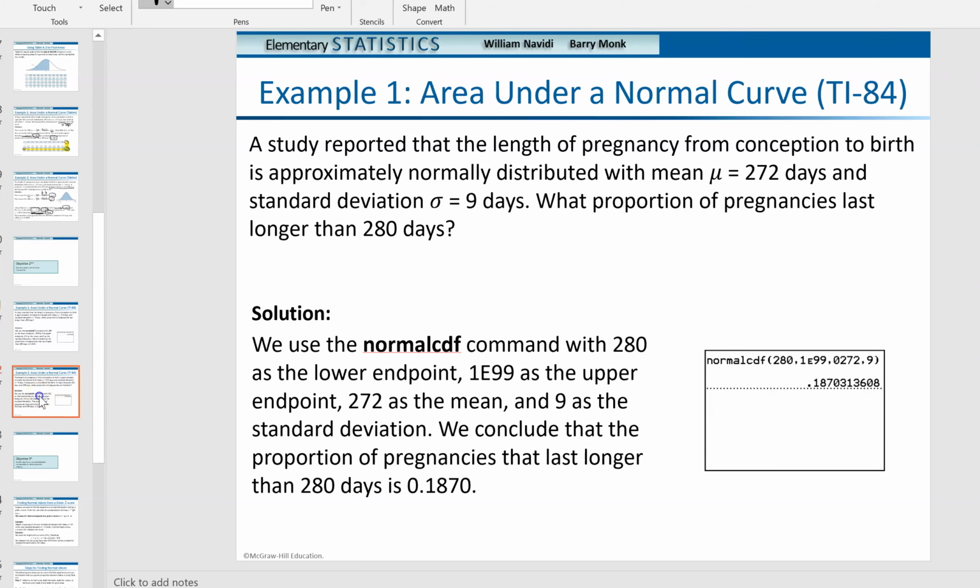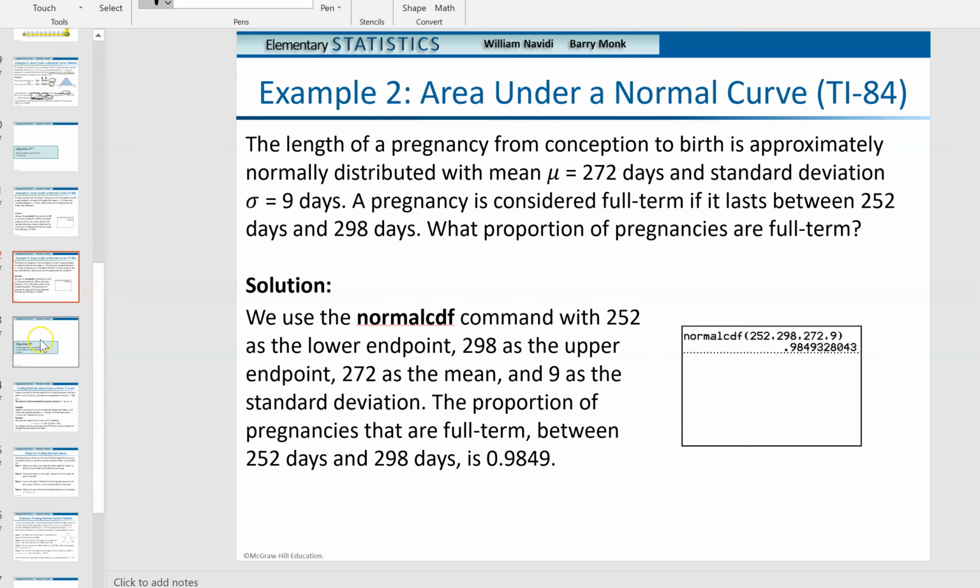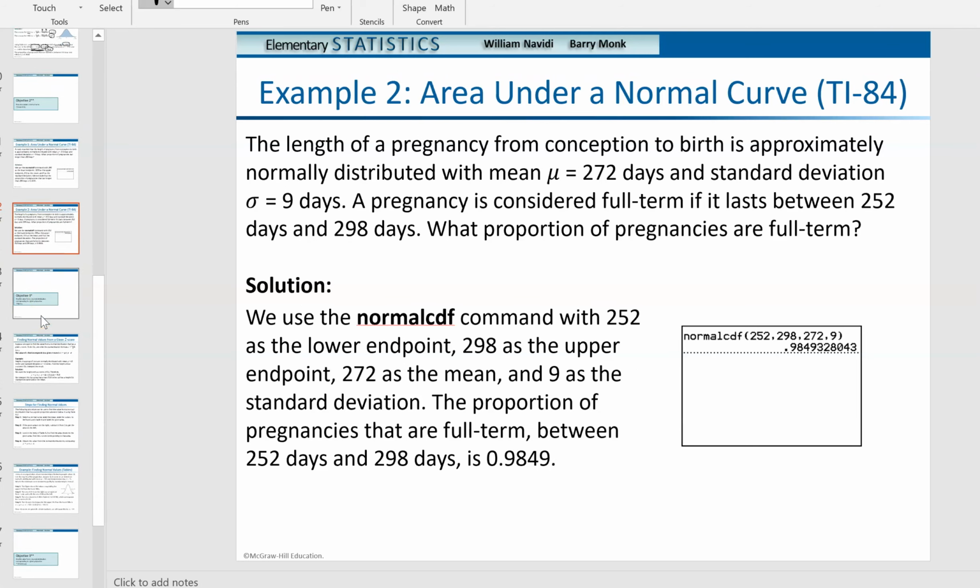Then they have some calculator use. Again, you can look this up if you're interested in this. PowerPoints are posted in Blackboard.